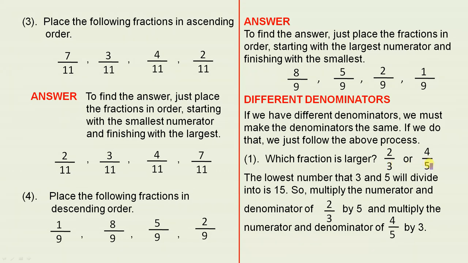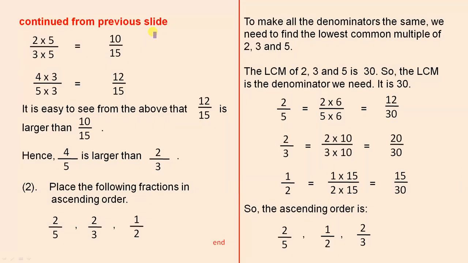How do we get 15 here? Multiply it by 3 over 3, because 5 threes are 15. And that's what this last sentence means. Multiply the numerator and denominator of 2 over 3 by 5, and multiply the numerator and denominator of 4 over 5 by 3. So 2 over 3 by 5 over 5 gives us 10 over 15, and 4 over 5 by 3 over 3 gives us 12 over 15.